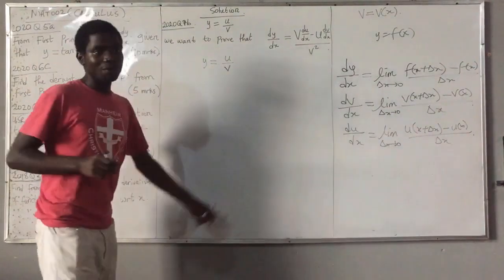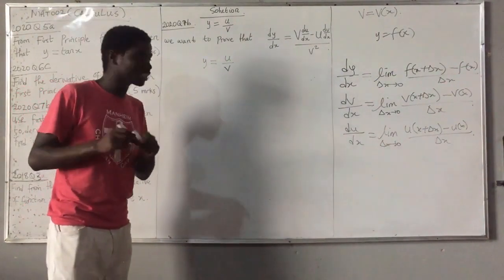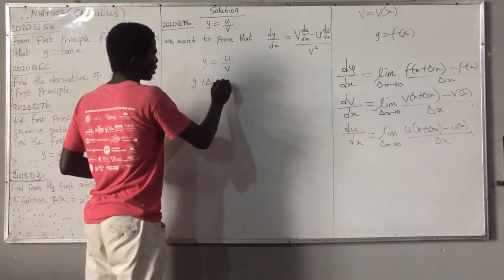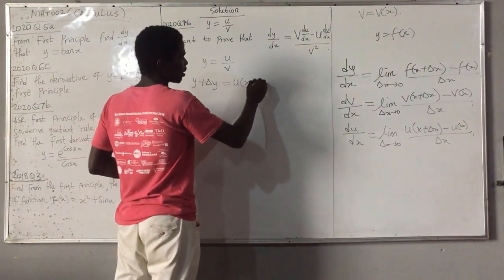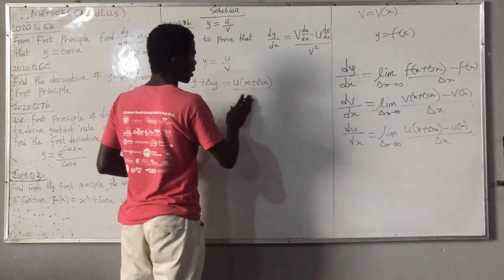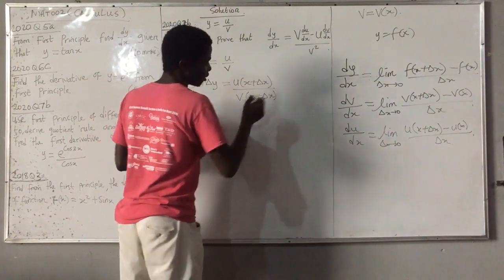Now, from first principle, add increment to both sides. That is the first thing to do. Y plus delta y is equal to this one with the increment added. This is a function of s. You have u of s plus delta s all over v of s plus delta s. That is what you are going to have, right?